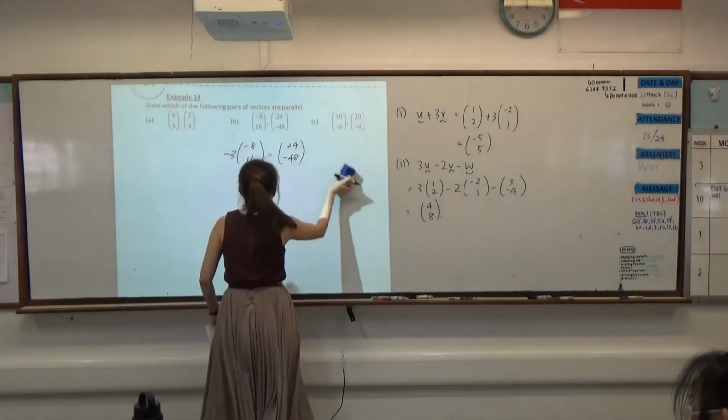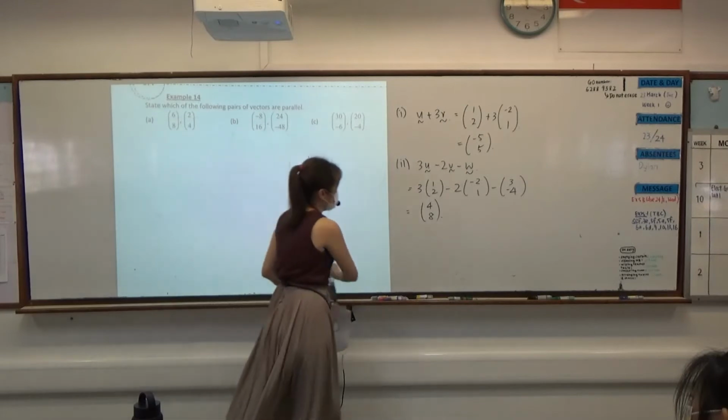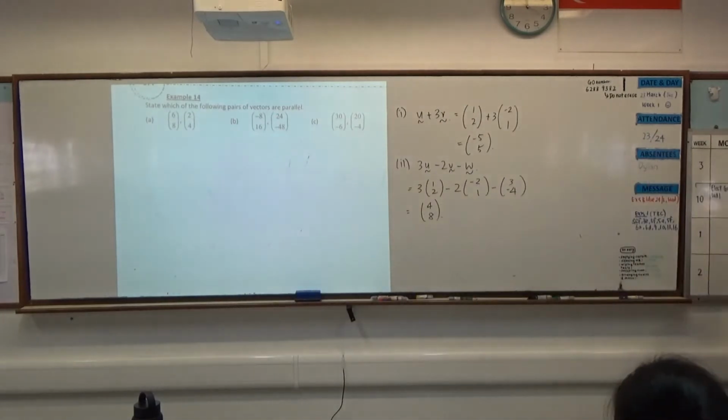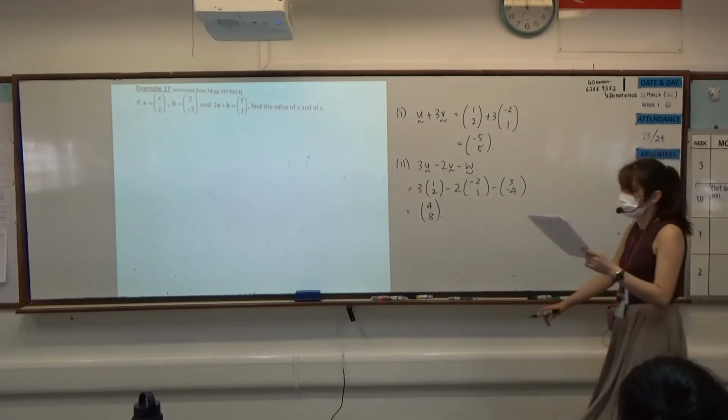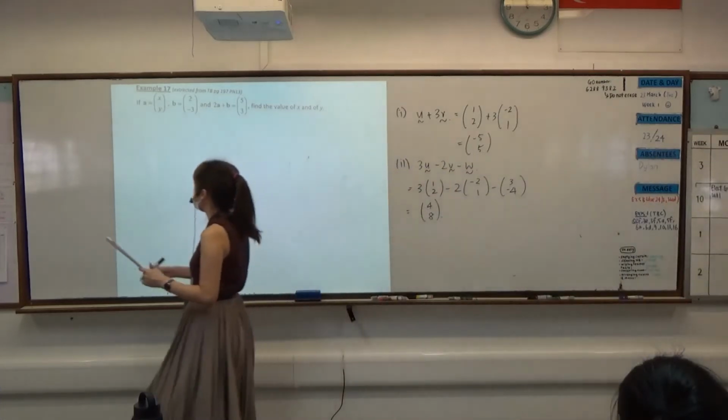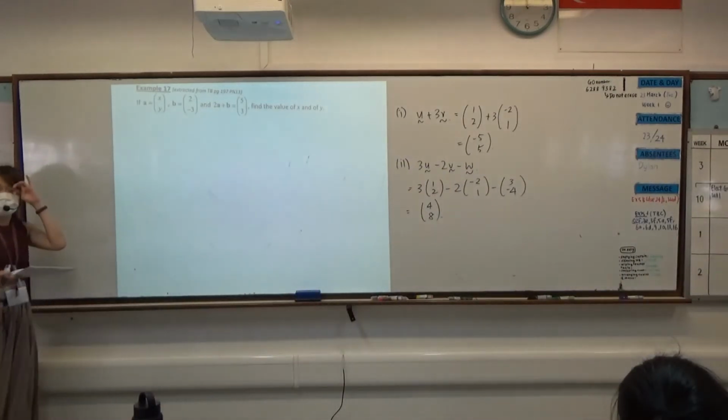Going back to example 17. Given A and B, and also 2A plus B equals 5, 3, we want to find the value of x and y. Same thing as your matrices.